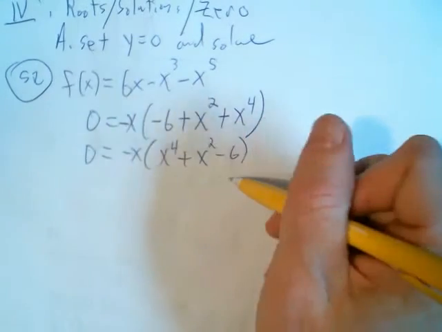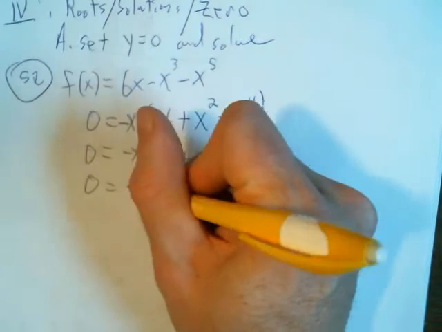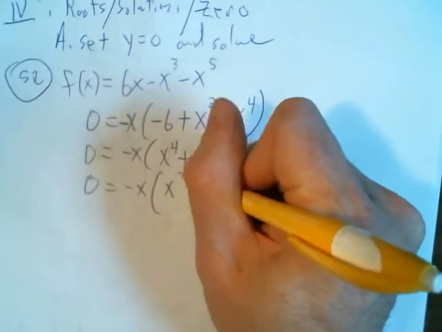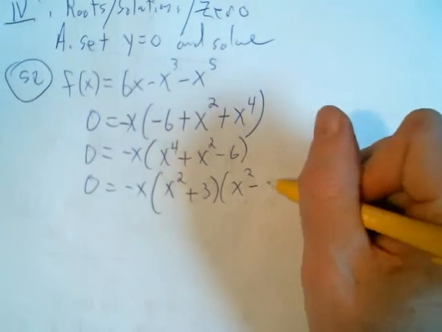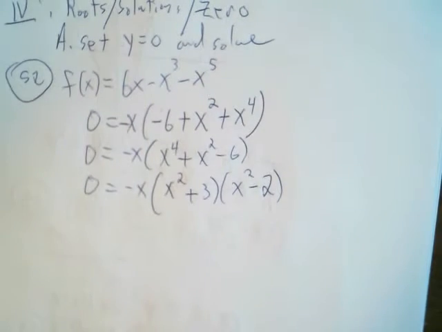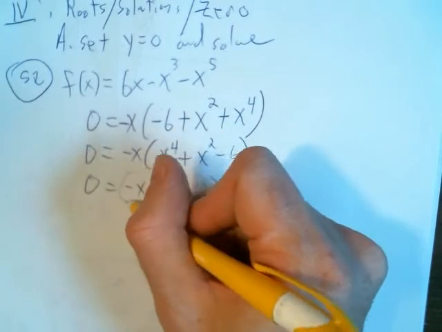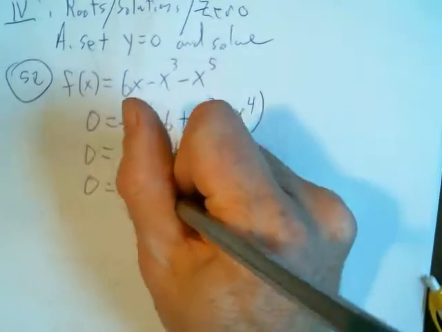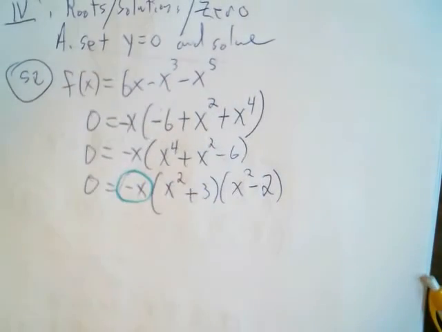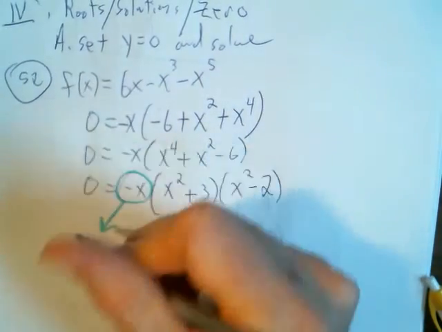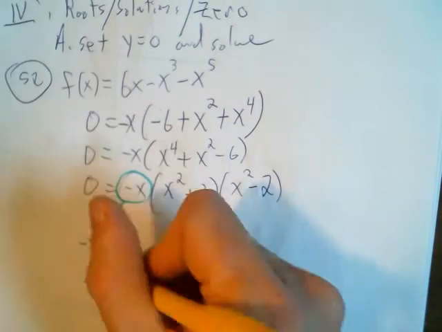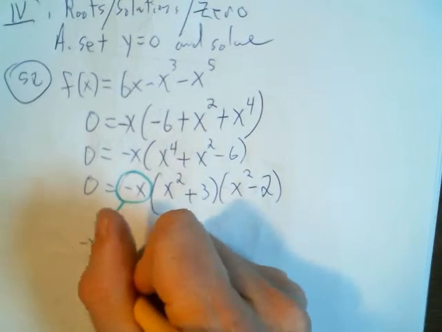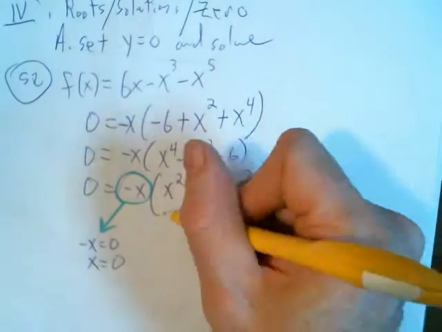Then we'll want to factor this guy. So it's a quadratic form. So we're thinking x squared plus 3, and then x squared minus 2. From this, you want to take each factor and set them equal to 0. So don't forget this. Some people forget to set that equal to 0. Negative x equals 0. Multiply both sides by negative 1. So one solution is x equals 0.